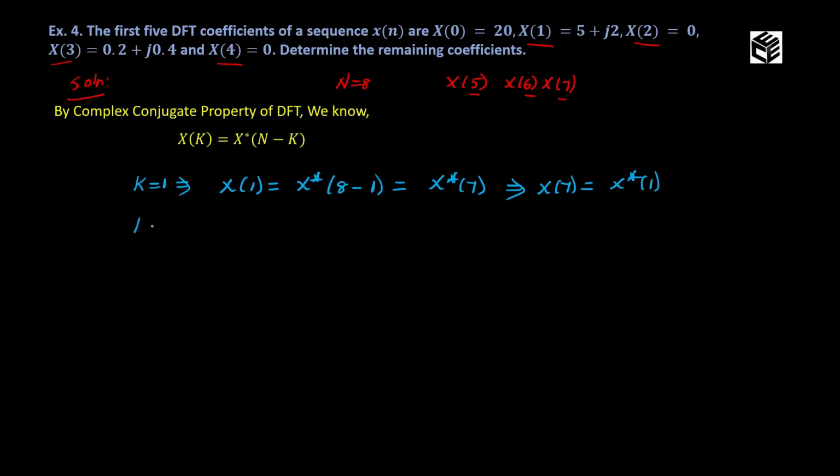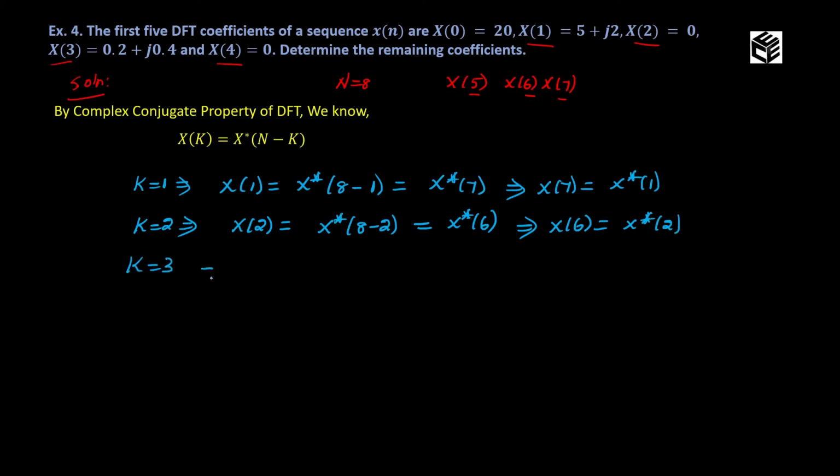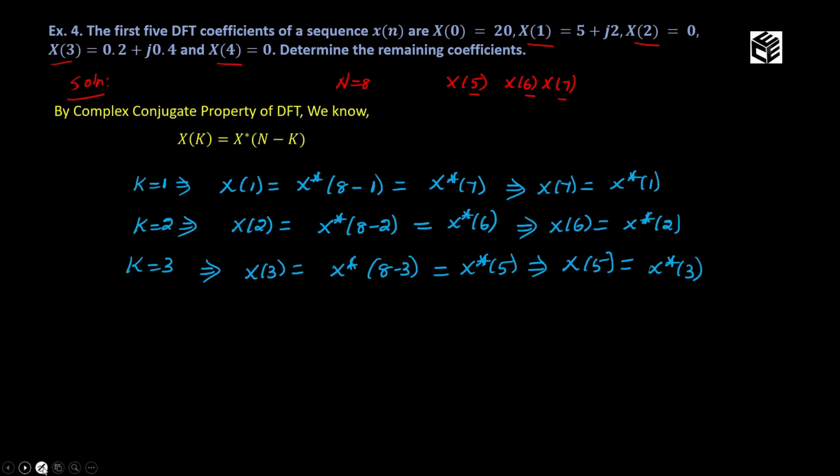If I apply the value of k as 2, what will happen? X of 2 is equal to x conjugate of 8 minus 2. This is equal to x star of 6. Or in other words, we can say x of 6 is equal to x star of 2. If I apply the value of k as 3, x of 3 is equal to x star of 8 minus 3, which is equal to x conjugate of 5. So we can write this as x of 5 is equal to x star of 3. Right.